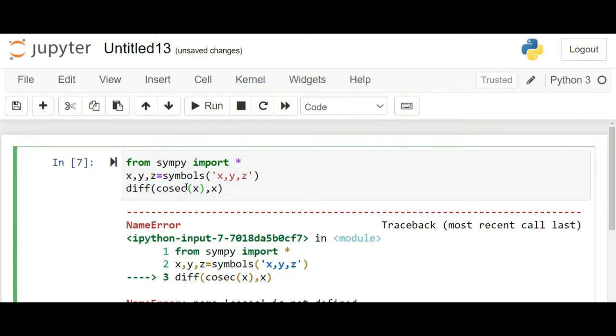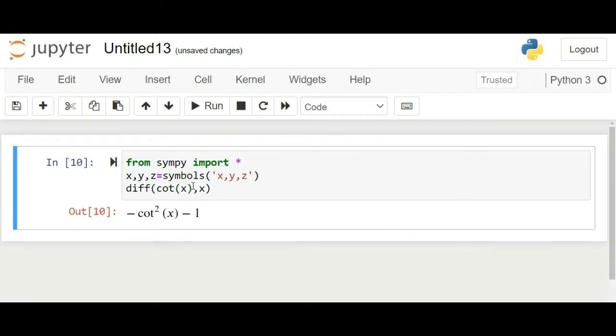Cosine, maybe it will work. Again cosine does not work. Okay, if I write cot x, the derivative of cot x is minus cot square x minus 1. Okay, these are the ways how to find the derivatives in Python by using the SymPy library of Python.